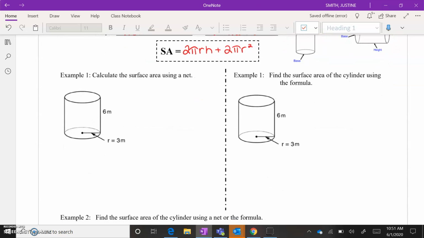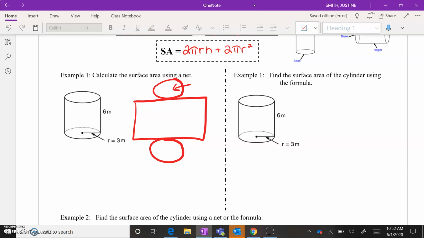So the first way, if we looked at the net of this, if we were to unfold this cylinder, we would have this rectangle in the middle, and then we'd be left with these two circles on the top and on the bottom. If we wanted to find the surface area, we would have to find the area of all of these shapes. So for the circles on the top and on the bottom, we would do pi times radius squared. So 3.14 times the radius squared.